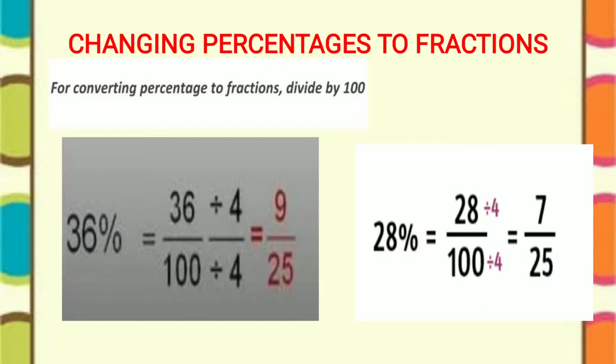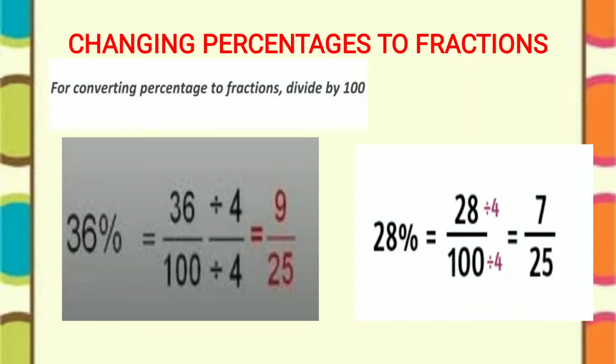36% means you can write it as 36 by 100, that is 36 out of 100. Now you can reduce 36 out of 100. You can reduce by the 4 table: 4 9s are 36 and 4 25s are 100. You can reduce as much as you can. So you will get the answer 9 by 25. So 36% is 9 by 25.